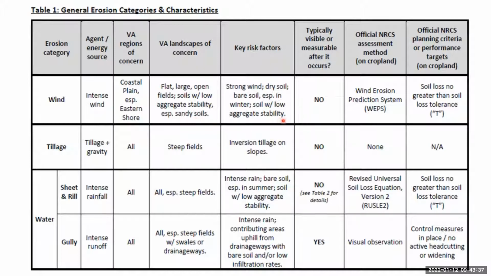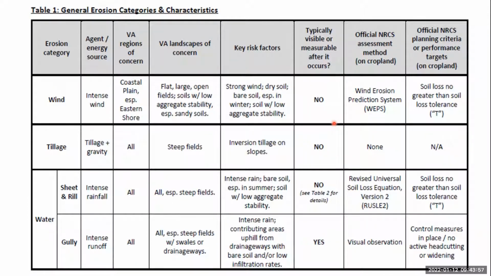Key risk factors: strong wind, obviously dry soil, especially in the winter, right? And after it occurs, like the next day, can you tell how much soil was lost from a wind event? No, you can't measure it, and you can't really tell. I mean, you see some evidence the next day, but typically you can't. We do have a tool. The Wind Erosion Prediction System is a parallel to RUSLE2 for assessing wind. It's more complicated and harder to use than RUSLE2, but if we have to use it, we can.